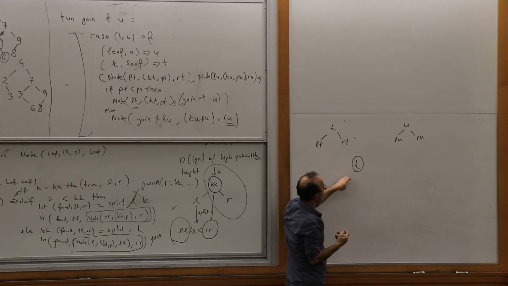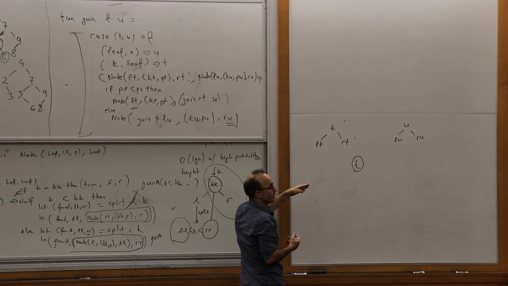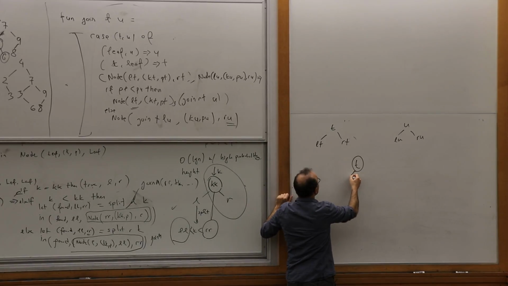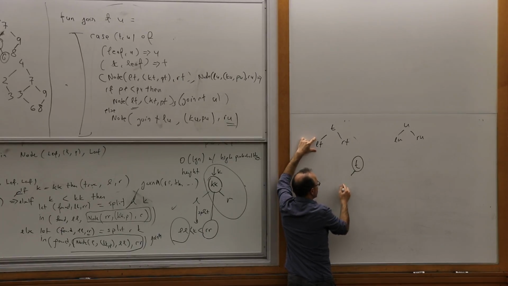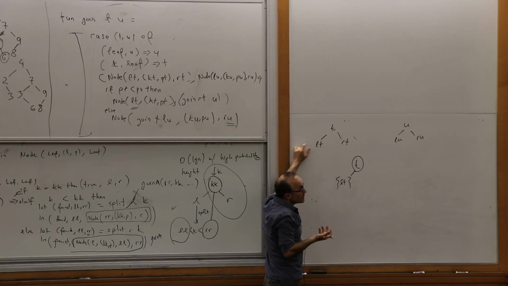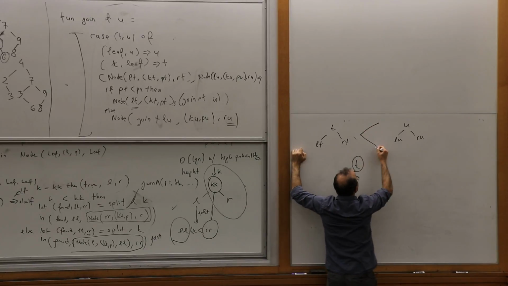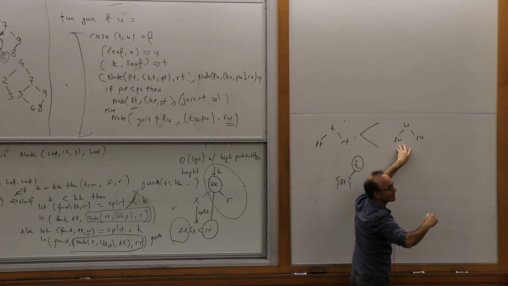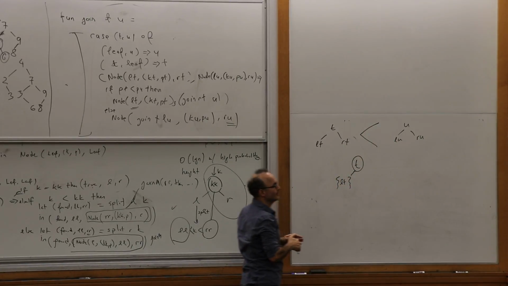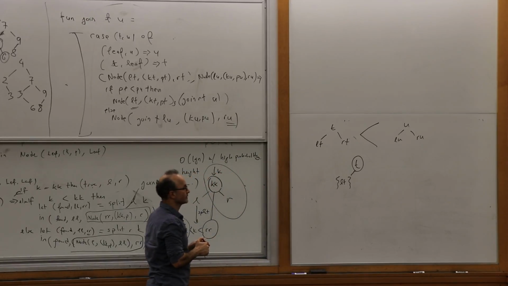Now, let's think about what the left subtree of T is going to have. We know that everything in LT is going to be in here. Is there anything else? There might be some things from U. No. Because we have this assumption that all the keys in here are less than all the keys in here. I thought we were comparing priority. Correct.